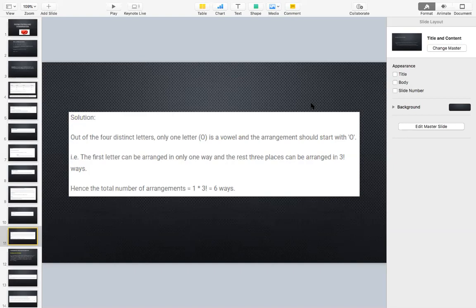How many different words can be formed using the letters of the word arrangements where the first letter is a vowel and also the last letter is a vowel? The first letter is a vowel and also the last letter is a vowel.